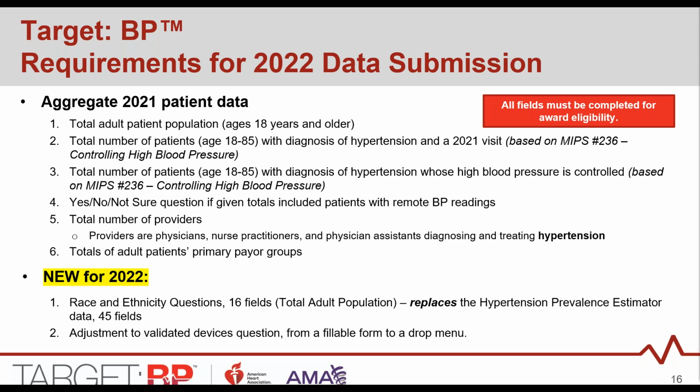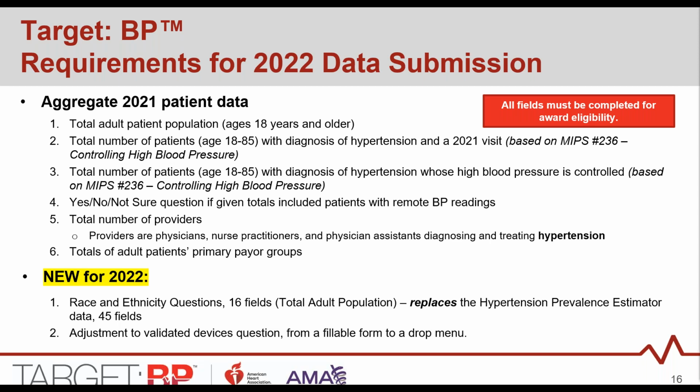The next question is around the total number of patients that you've just reported on that have remote readings. Those are readings that are taken outside of the office, such as SMBP readings taken at home. And you can answer here, yes, no, not sure. This does not go into your computation for your award status. And then the total number of providers, and providers are defined as physicians, nurse practitioners, and physician assistants diagnosing and treating hypertension. And finally, the last question is the total number of adult patients in a specific primary payer group. And those payer groups are more detailed in the data collection worksheet.